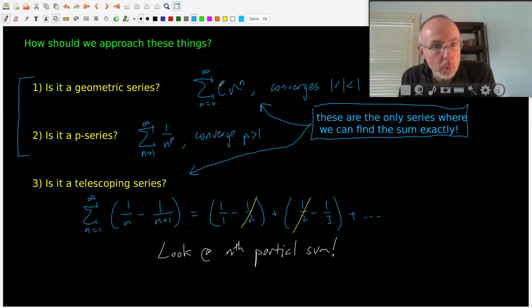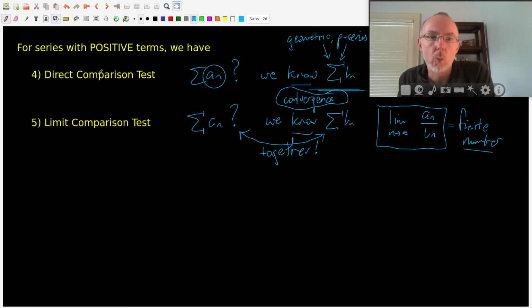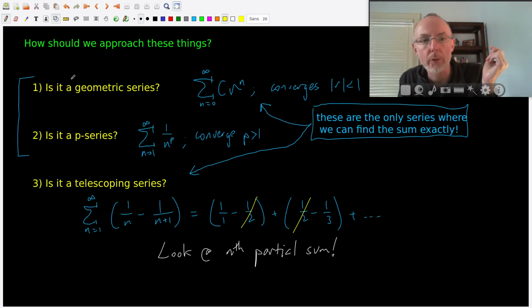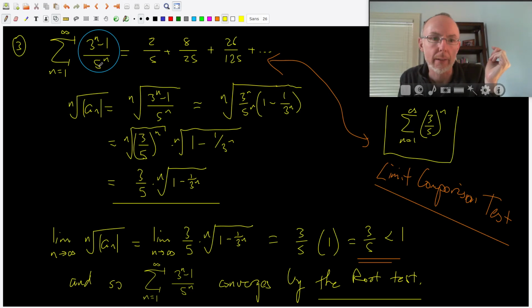If it's one of the simple series, p-series, geometric series, maybe a telescoping series, we have tests. We know how to deal with those series. If it's not one of those, will the direct comparison or the limit comparison help us if it's positive terms? Why would it help us? It will help us because it's similar to a series we do understand. In other words, it's similar to a geometric series or a p-series.